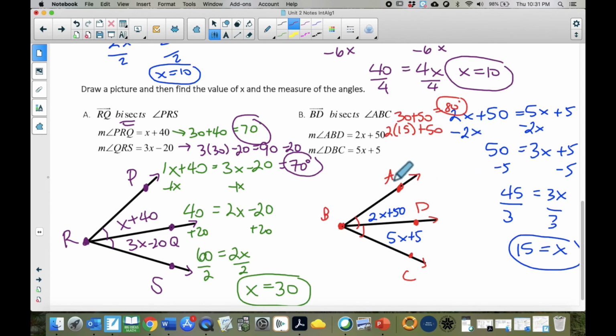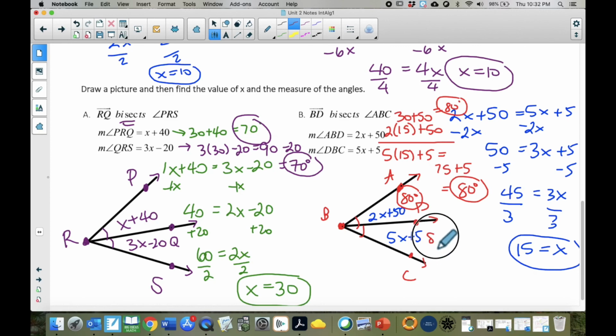I'm going to take 15 and plug it in the bottom. So when I plug it in there, I go 5 times 15 plus 5. Take it on my calculator, get 75 plus 5, that's 80 degrees. Again, they match up, they're supposed to. So this one is 80, this one is 80, and what's the whole thing equal? The whole thing is 160, because ABC, that's the whole thing, is 80 plus 80, that's 160.